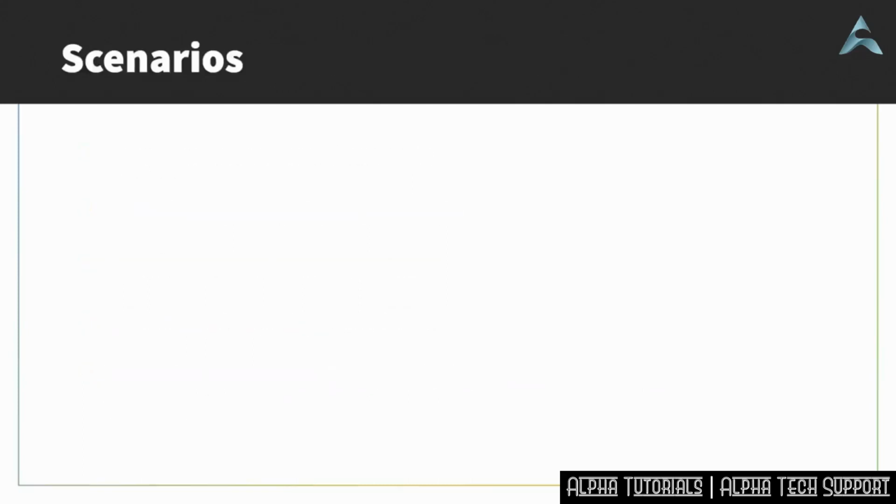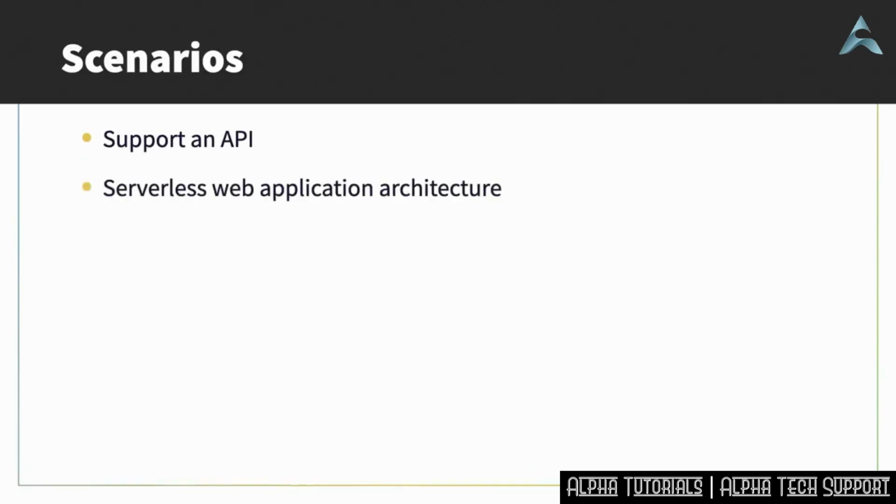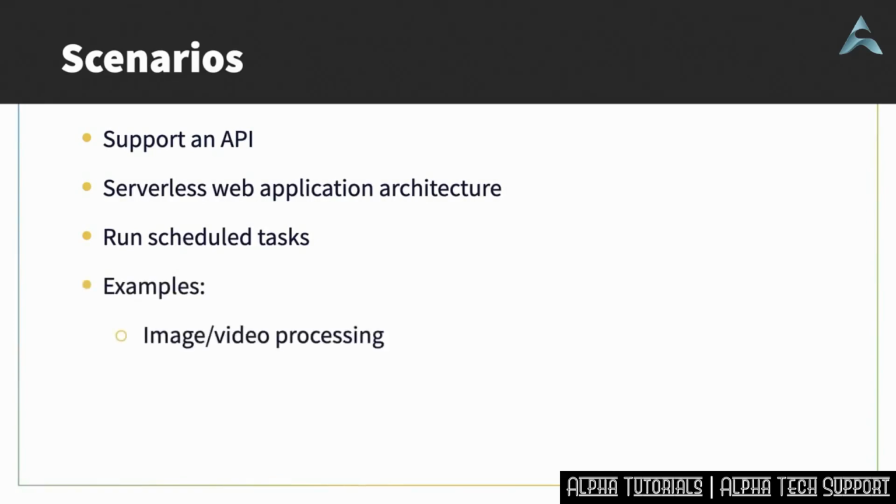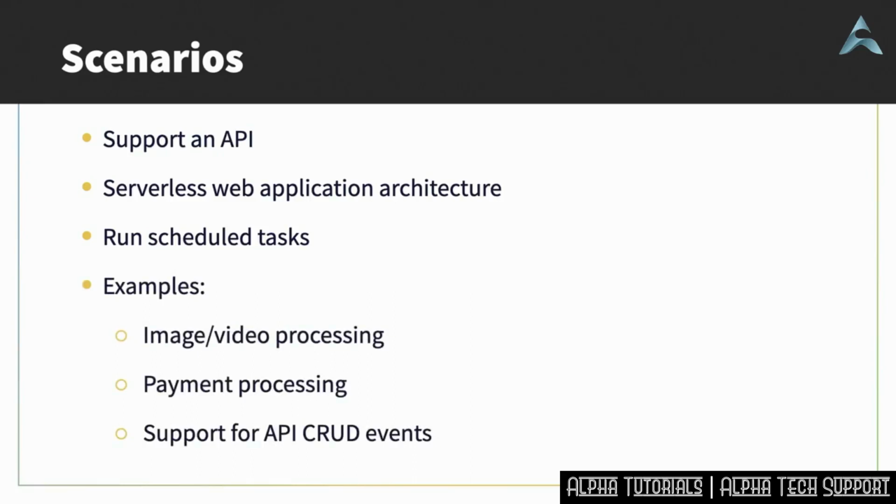So if we go through some scenarios, I always like to give some scenarios about this. Support an API, for example, if you want to do that. Serverless web architectures, that's another one. Run a scheduled task. Some examples here, like image and video processing, payment processing, support an API, CRUD events. And then you might ask, Tiago, but two videos ago we talked about Logic Apps, which also covers scheduled tasks and all of those things. It's not exactly the same, but very similar. When to use one or the other?